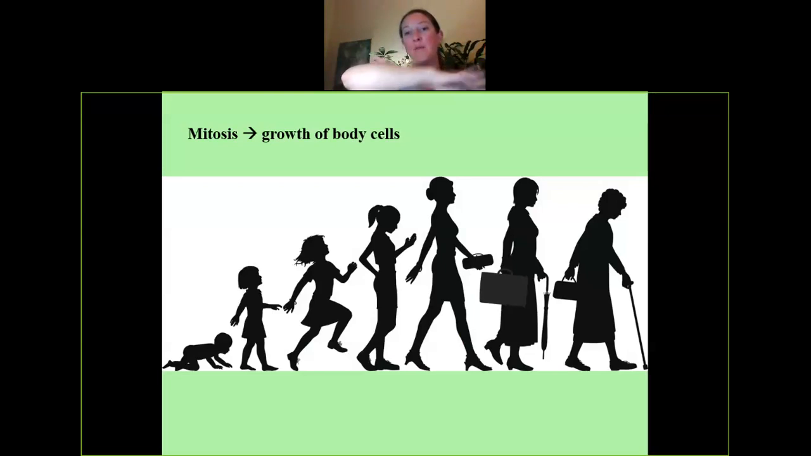Let's say my arm is getting longer. I need more skin cells to cover my arm. The only way that's going to happen is if the existing body cells undergo this division, and that creates more skin cells that are identical to the mother cell and identical to each other. So we need mitosis in order to grow.